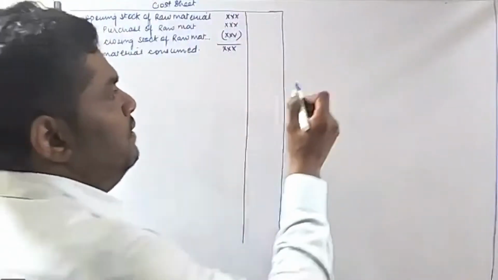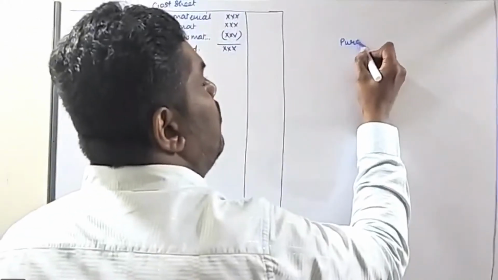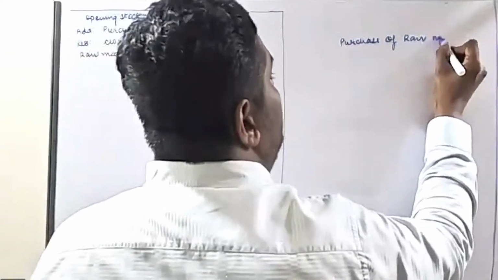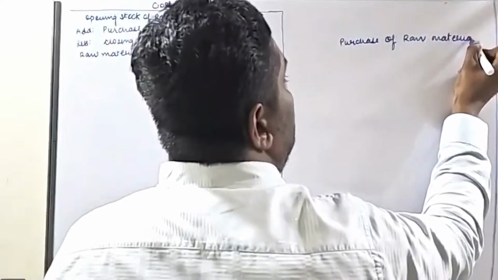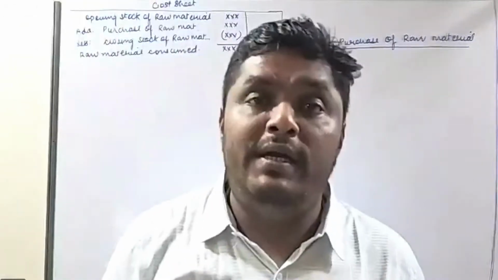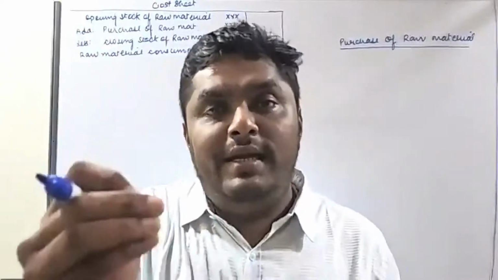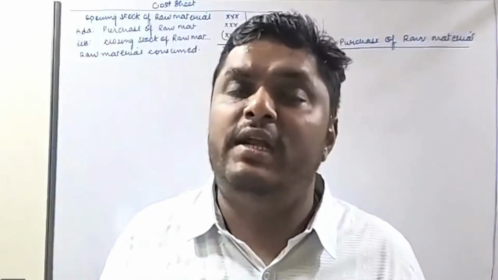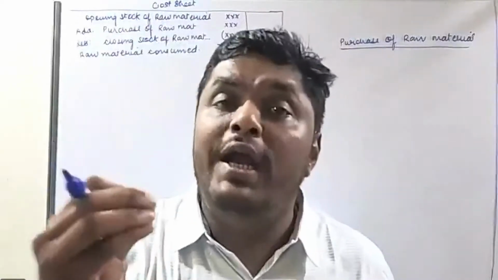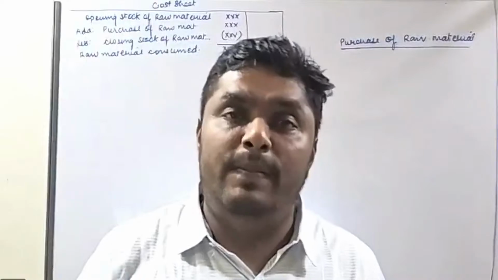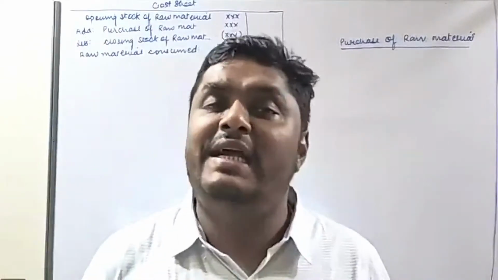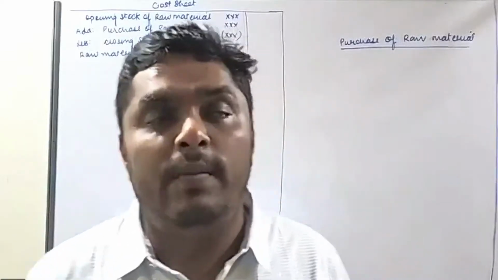Now, when talking about purchase of raw material, whatever costs are incurred till the factory gate will form part of the purchase cost of raw material. I repeat, guys, not only the purchase price paid to the supplier, whatever costs are incurred till the factory gate will form part of the purchase cost of raw material.